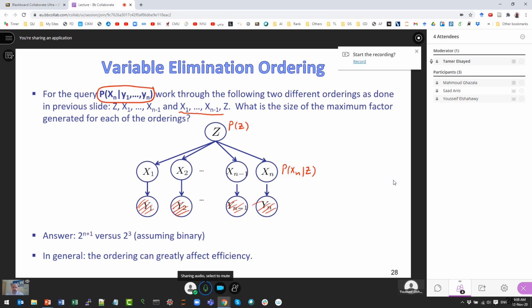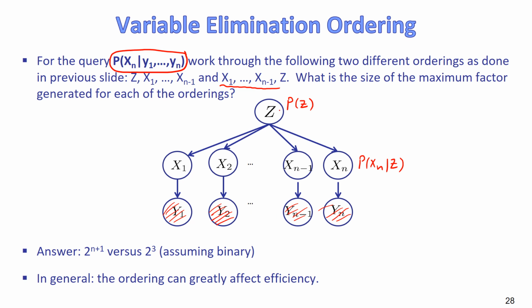Someone raised a hand? Yes, Mahmoud. P of z involves x1. So do you see x1 here, Mahmoud? It doesn't. It shouldn't be involved in joining on x1 because it doesn't have x1. How can I join on a factor that doesn't have the element that I want to join on? So what are the factors that have x1?